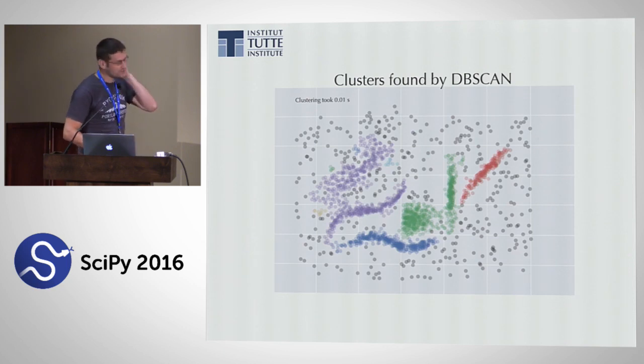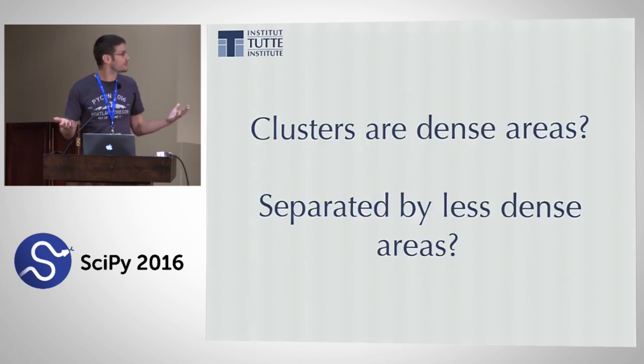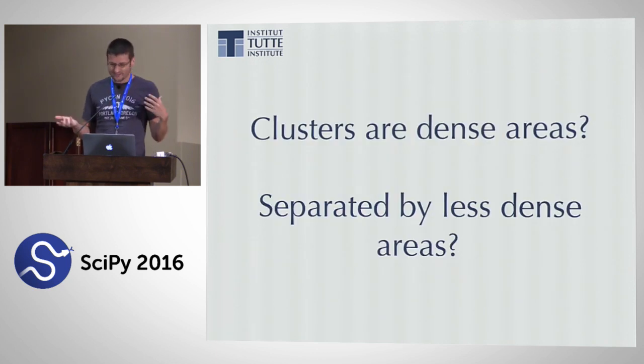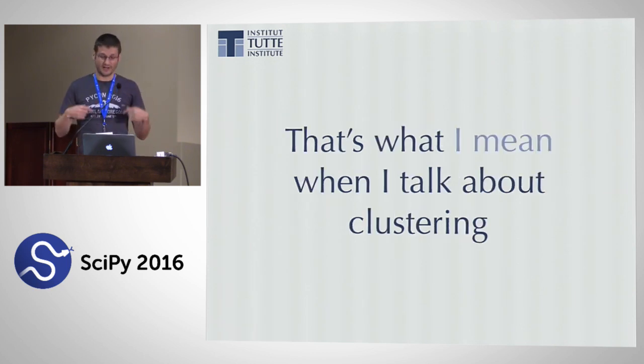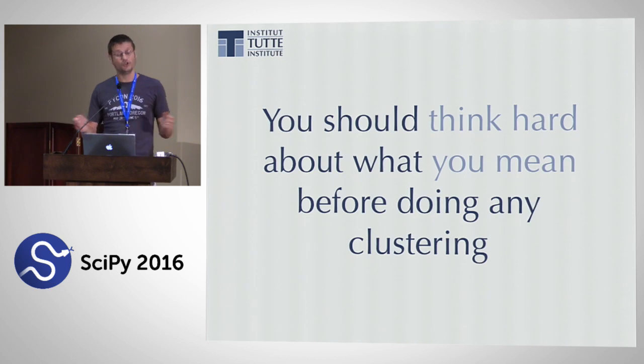So this was the best of the bunch, HDBSCAN. So what was the definition of clustering that it was using? It meant that clusters were dense areas separated by less dense areas. So that's what I mean when I talk about clustering. But you should think hard about what you mean when you want to do clustering for your application. Because depending on what you want clustering to do for you, you might need a different notion of clustering, and that can heavily influence what is a good clustering algorithm for you.